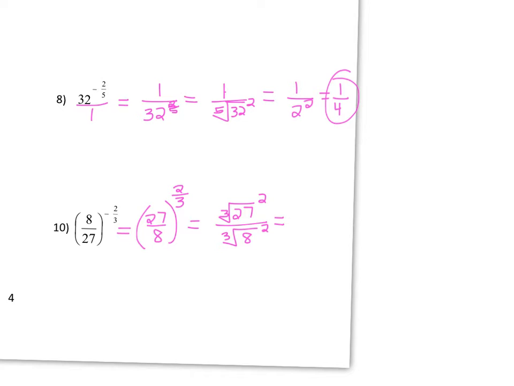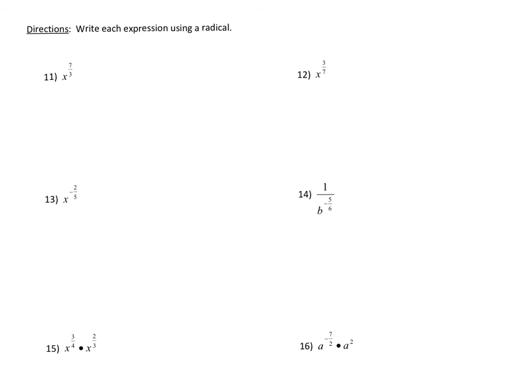Okay, so the cubed root of 27 is 3, because 3 times 3 times 3 is 27. So that'll give us 3 squared over. And then the cubed root of 8 is 2, because 2 times 2 times 2 is 8. So that's 2 squared. All right, and then 3 squared is equal to 9, and 2 squared is equal to 4. So 9/4 is our answer.